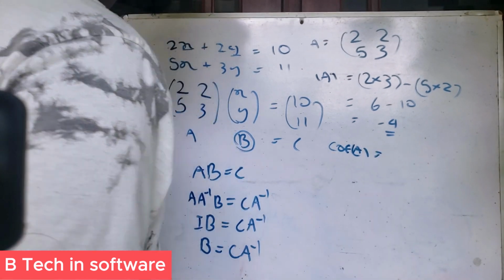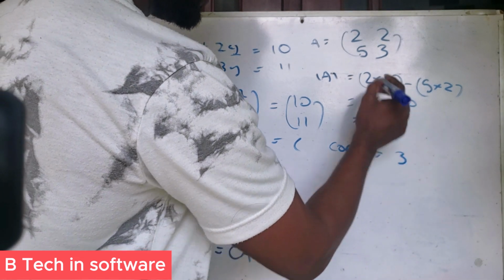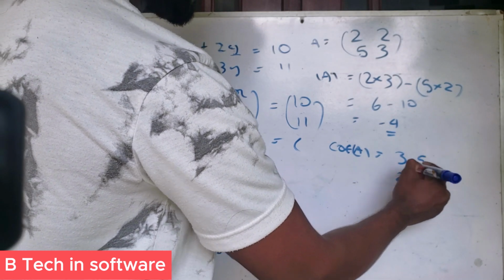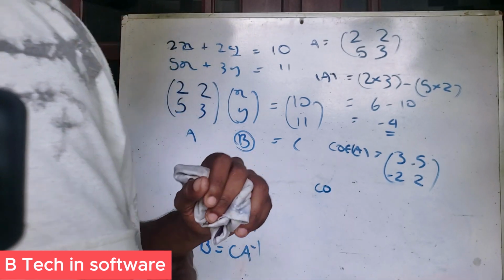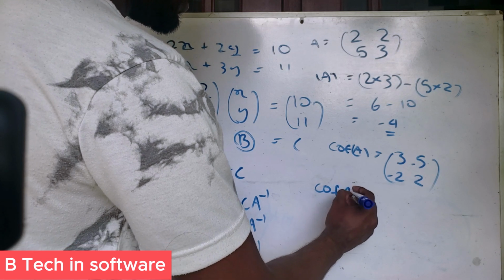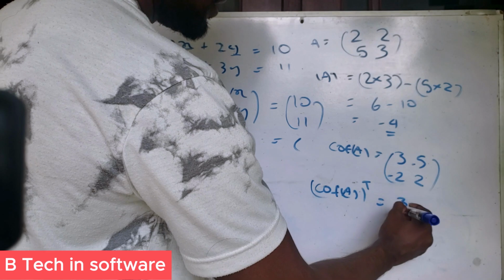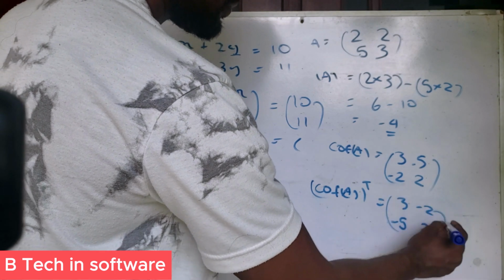Cofactor A. We need to find cofactor A. To find cofactor A, we can switch these two elements, and this is a cofactor A. We need adjoint. We need to find an adjoint. To find adjoint, cofactors transpose. We need to find cofactors transpose. 3 minus 5 minus 2 minus 3.